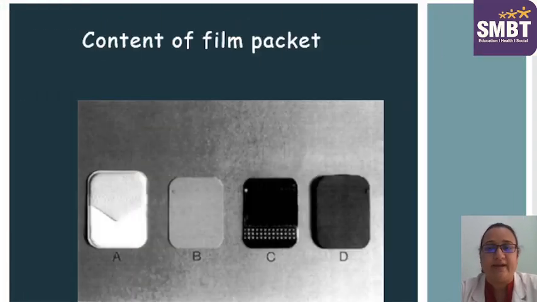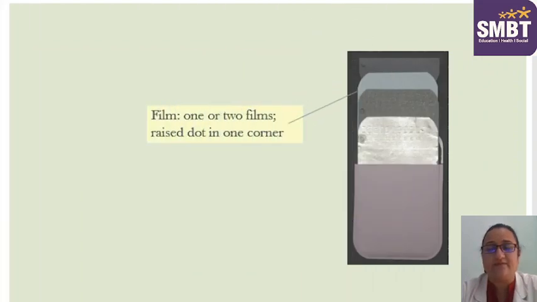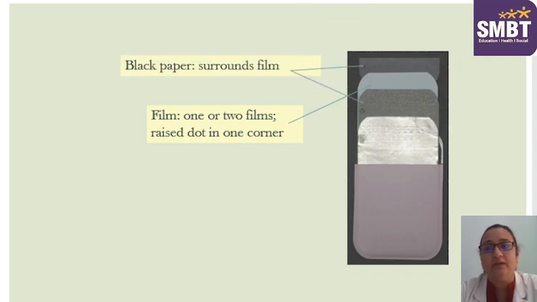The X-ray film packet has four contents. One is the outer envelope, that is the outer plastic envelope. Second is the film, then there is a lead foil and then there is black paper. So this is the film packet opened. In the center there is a film. It can be 1 or 2 depending on whether it is a single film packet or a double film packet. It has a raised dot at one corner and is surrounded by black paper which is present on both sides of the film. Then there is a lead foil which is present on only one side, that is the two-color side of the film, and all this is placed in the plastic wrapping.